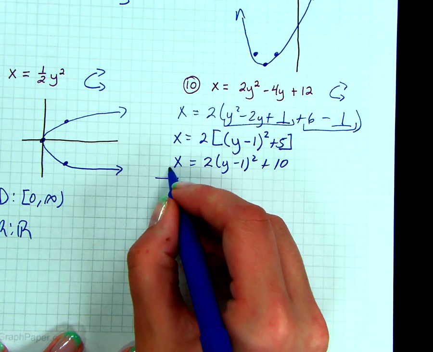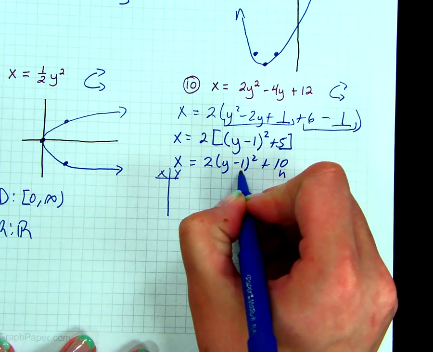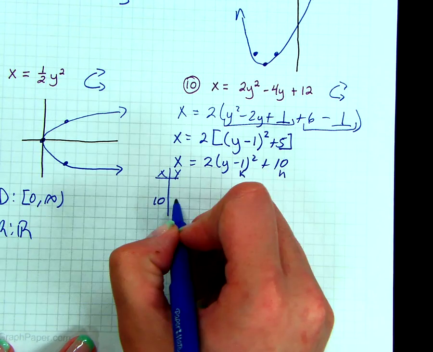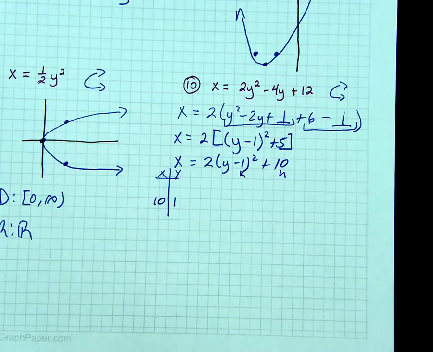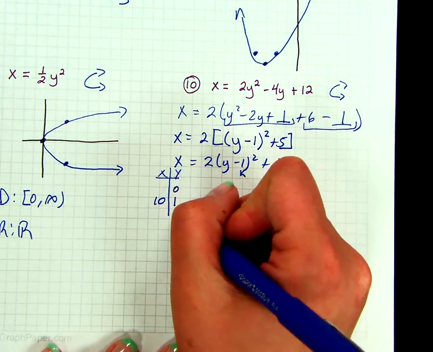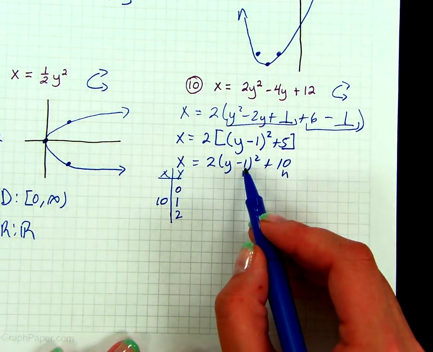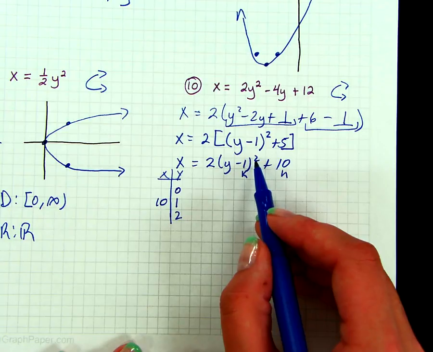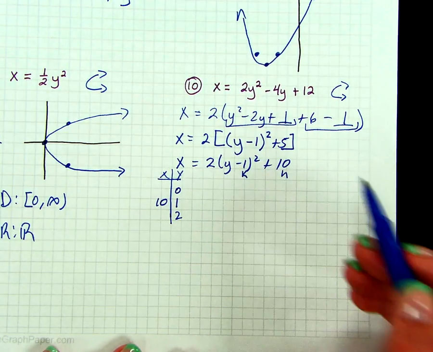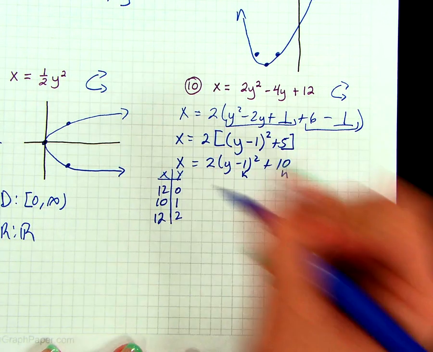All right, because our x and y switched, so did our h and k. So this is h, this is k. So we would have 10 and then positive 1. And we're choosing y values this time. So I'm going to choose 0 and 2. If we start with 2, 2 minus 1 is 1. 1 squared is 1. 1 times 2 is 2. And 2 plus 10 is 12. And then we would get the same answer with 0.